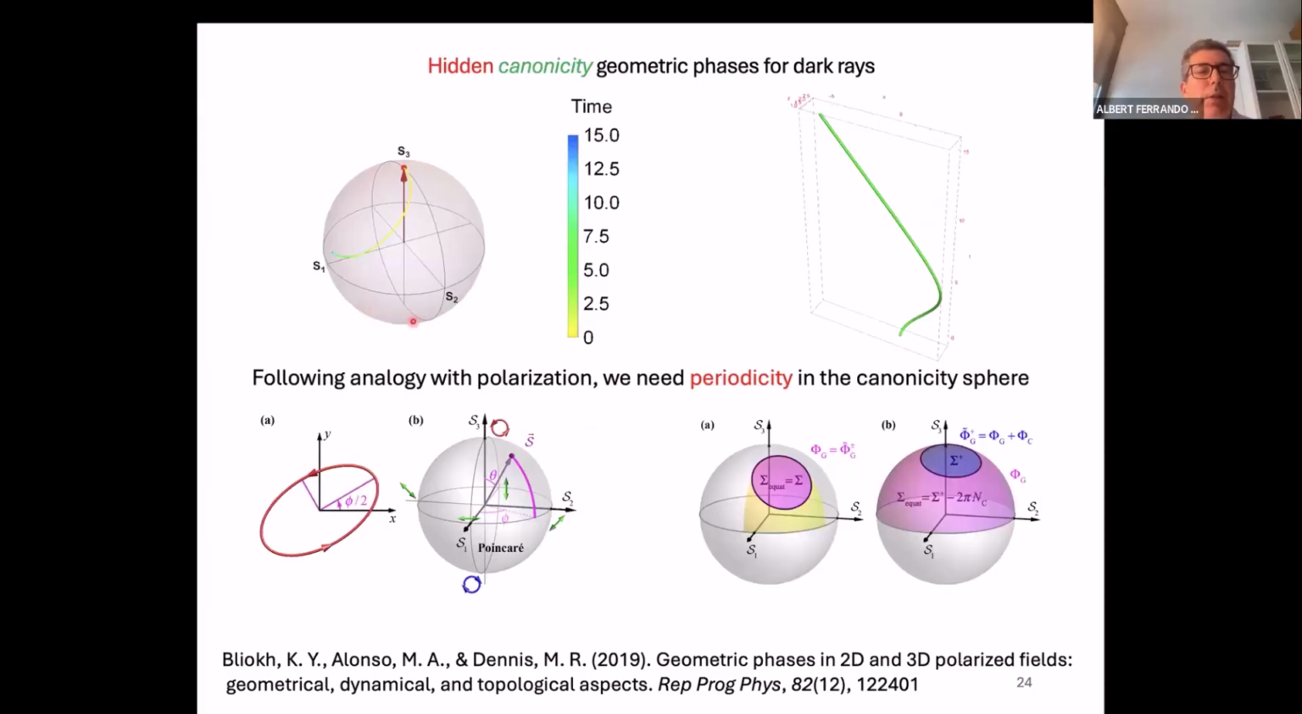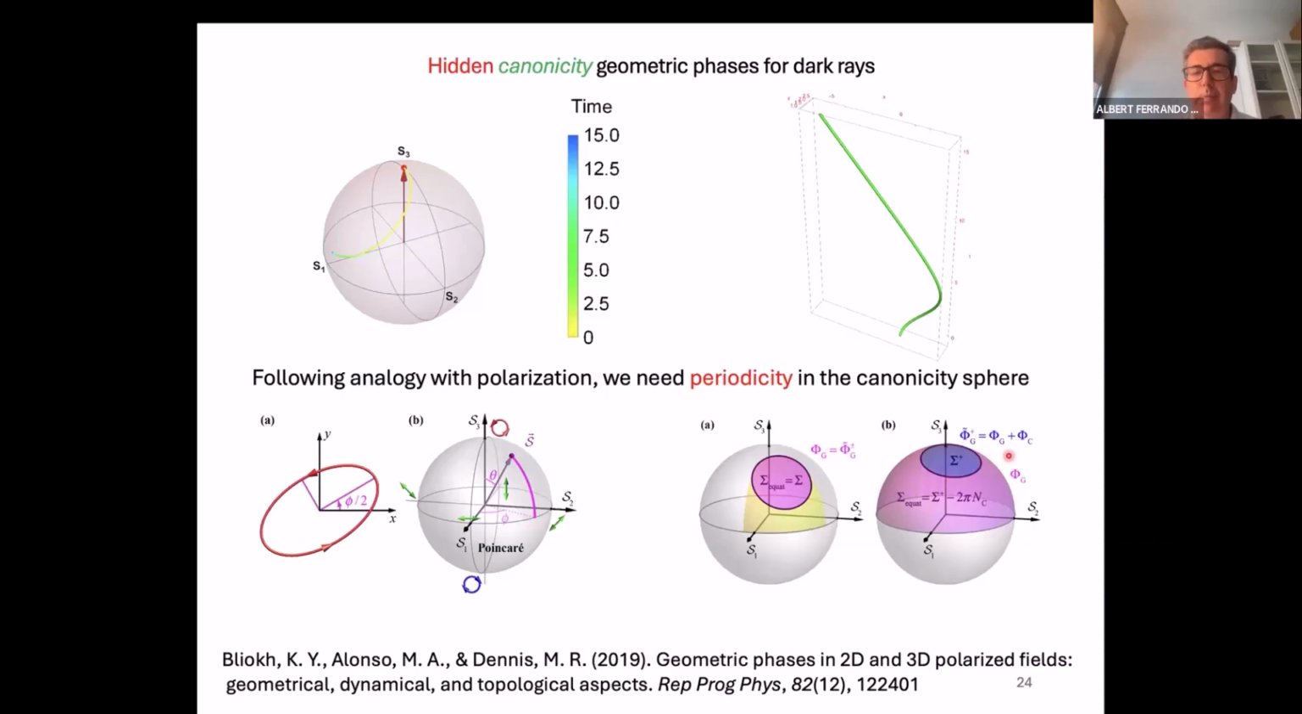Of course, you can guess that we are going to talk about the hidden canonicity geometric phases, but for the moment, you see, our trajectory in the Poincare sphere is not closed. And we go to the same analogy in polarization. We know that in order to get geometrical phases, you need to have a closed circuit on top of the Poincare sphere in order to define a geometric phase that will be 1/2 of the solid angle, which is encircled by this trajectory. And it can be of two types. If you encircle the poles or not, that makes a different change of pi between one and the other.